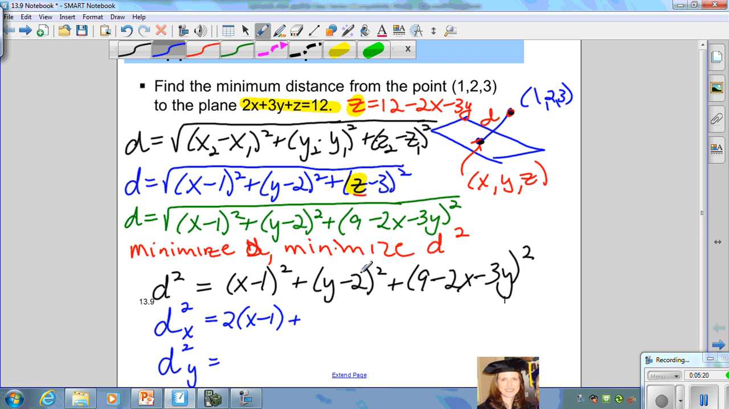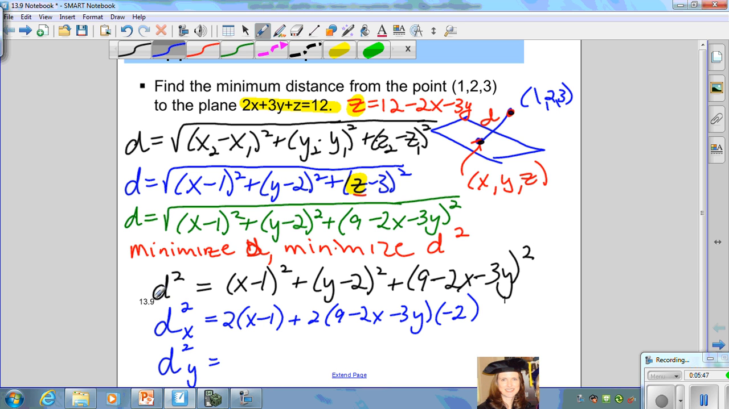So when you take the derivative of the y minus 2 quantity squared, that's a constant, so that derivative is 0. And then we're going to take the derivative of this last term using the chain rule, which would be 2 times 9 minus 2x minus 3y. And then we have to multiply by the derivative of what's inside with respect to x, and that is our negative 2.